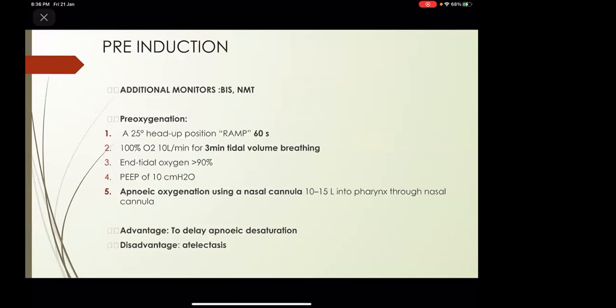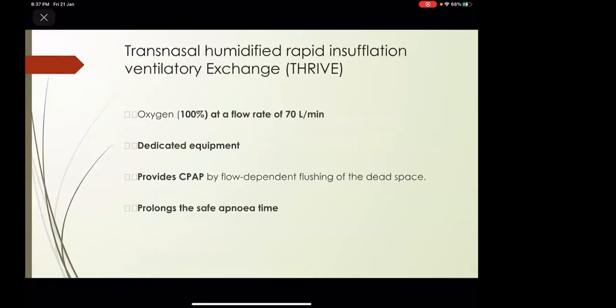In that, we have to give 10 liters of oxygen through the nose using a nasal cannula, or you can use any other catheter. The advantage is it delays the apneic desaturation. Pre-oxygenation may result in atelectasis, so later on we have to use recruitment maneuvers.